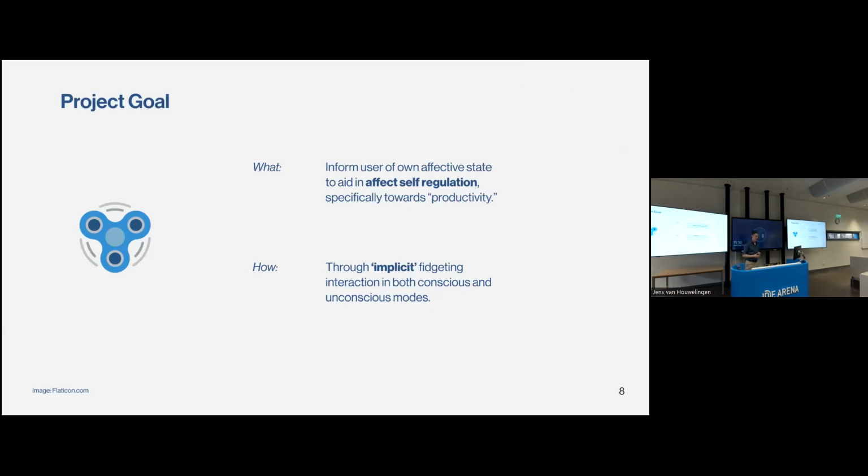I'll define that on the next slide, but helping people move toward a productive mood. And this is going to be done through what are called implicit interactions. And these terms I will define, so hold on just a second, but that's the goal. Help people to achieve this productive mood state through implicit interaction.